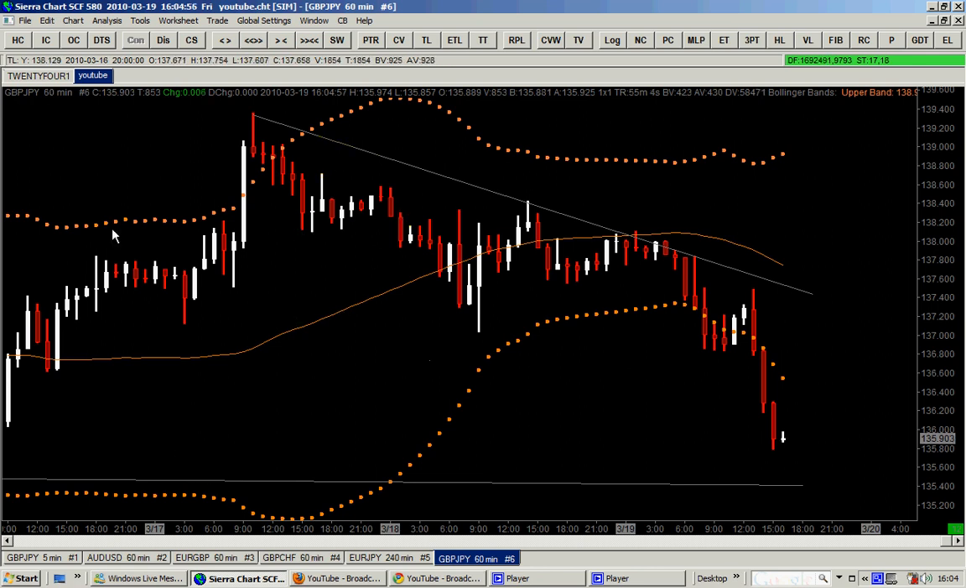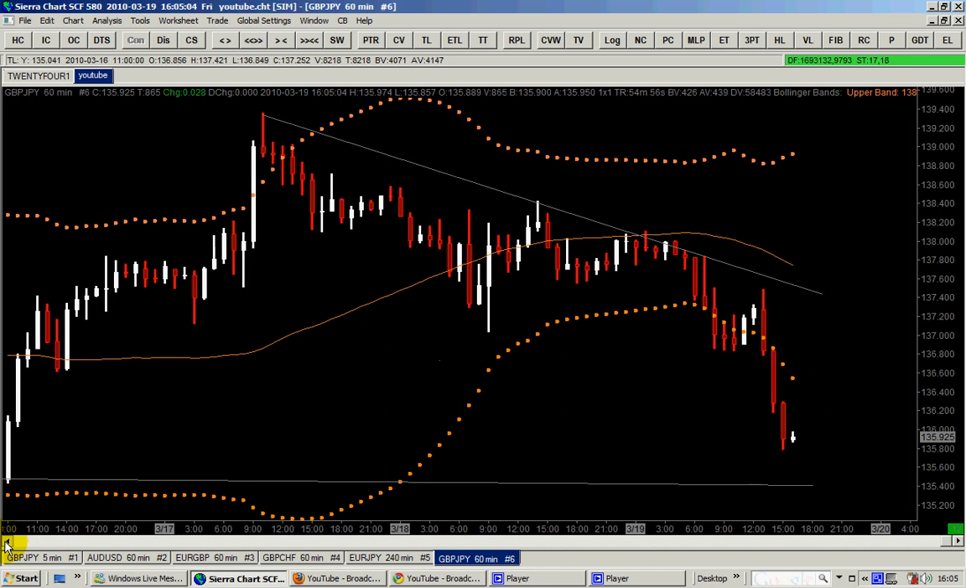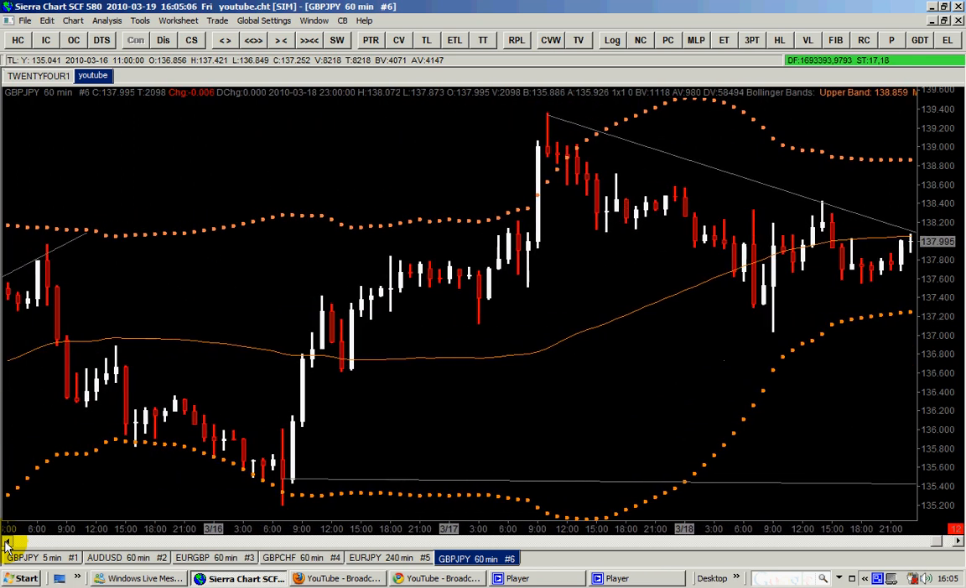I also talked about how you can place your stop carefully by just using the Bollinger Band, and it will help you to enter a trade and manage your trade better.